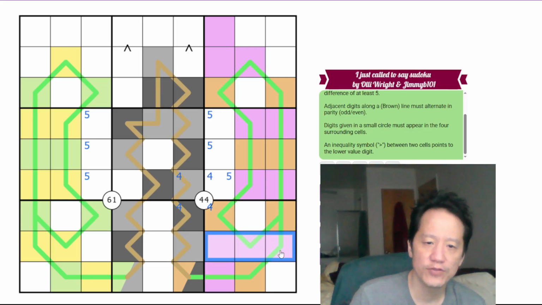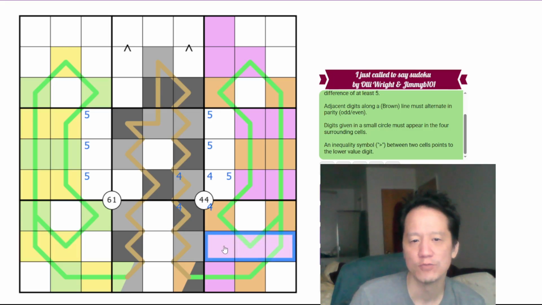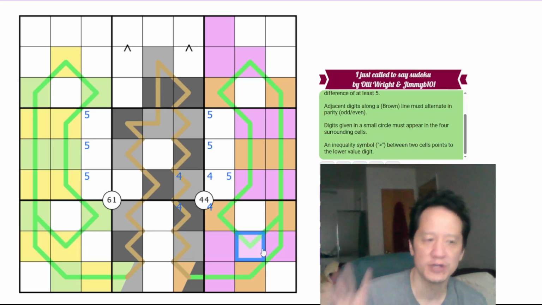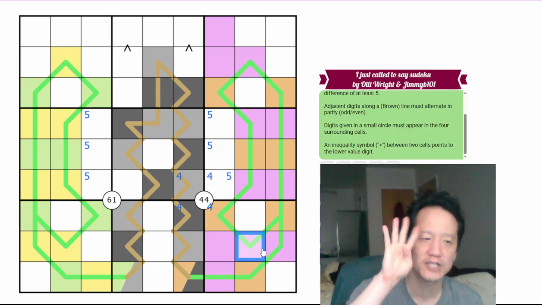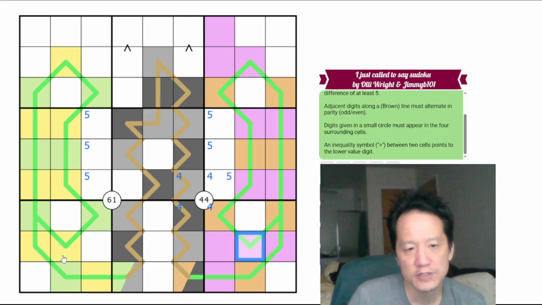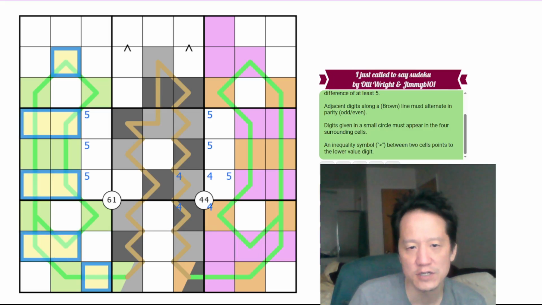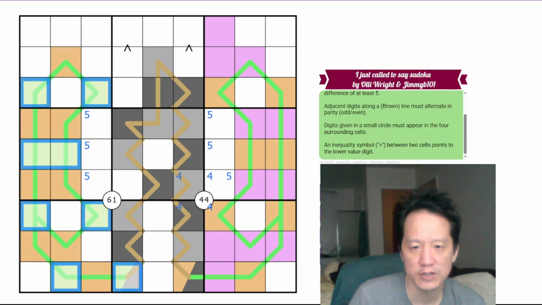We have 3 pinks already in row 8. If the yellows were the same as the pinks, they would have to have 5 pinks in row 8, which is not allowed because there's only 4 of each low digit, which is 1 through 4, and 4 of each high digit, which is 6 through 9. So the yellows must be essentially orange. And the greens are the pinks.